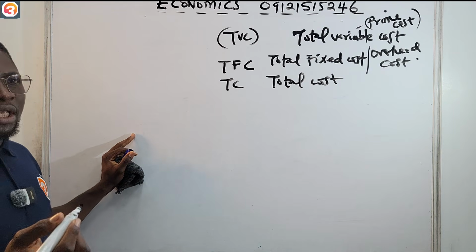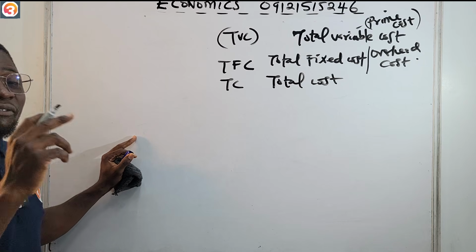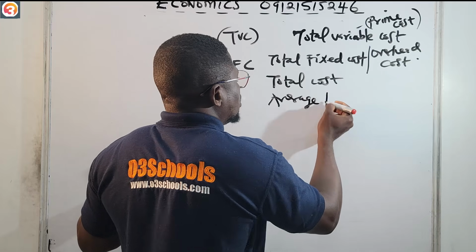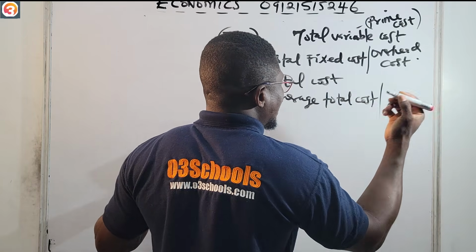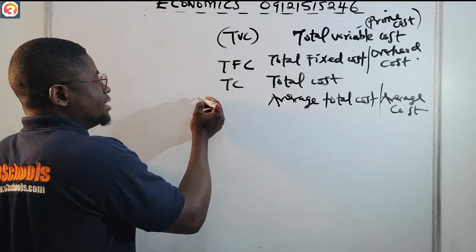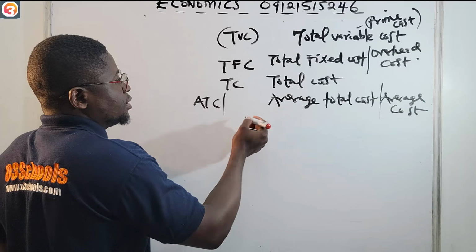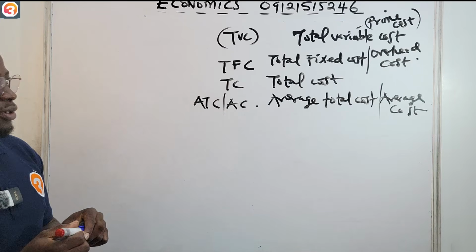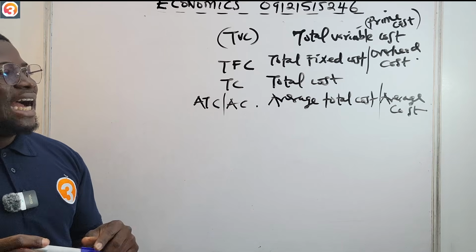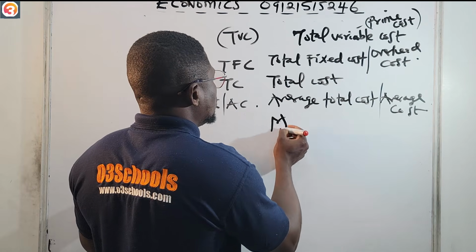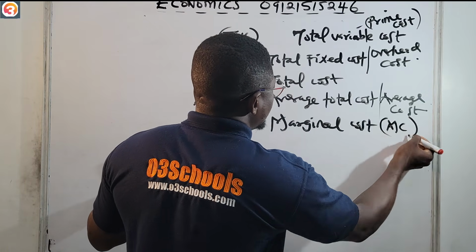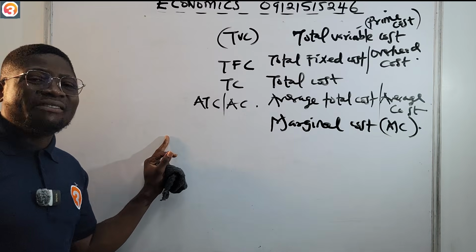Then number 4, we have average total cost, or you can just call it average cost. This one is either ATC or AC. Please take note of that. So total variable cost or prime cost, total fixed cost or overhead cost, total cost, average total cost or average cost. We also have marginal cost, which is MC. Also we have another one called average variable cost.